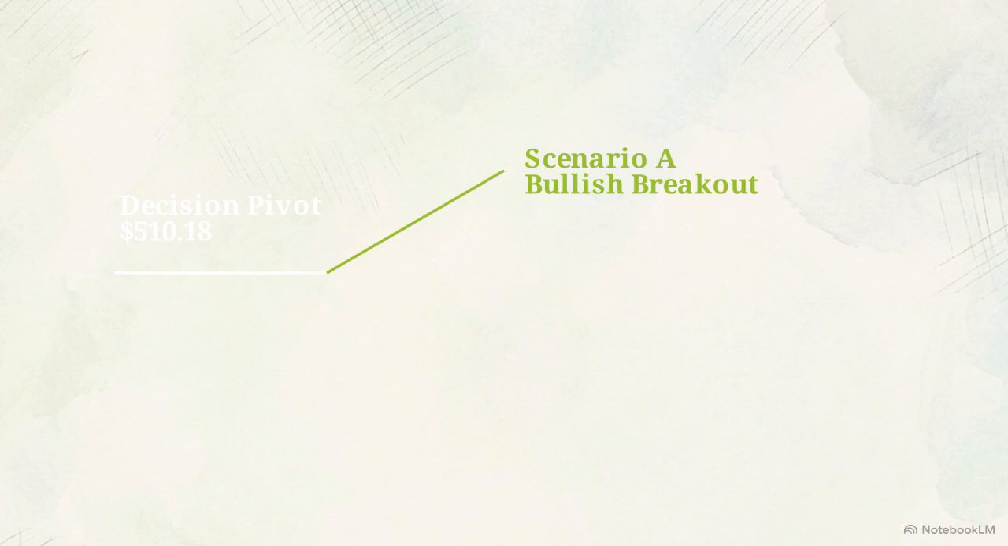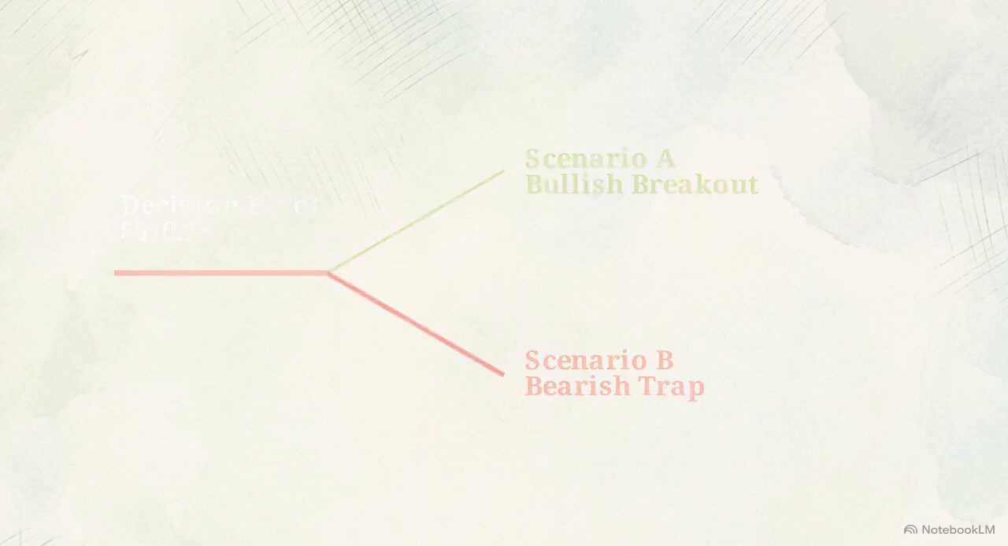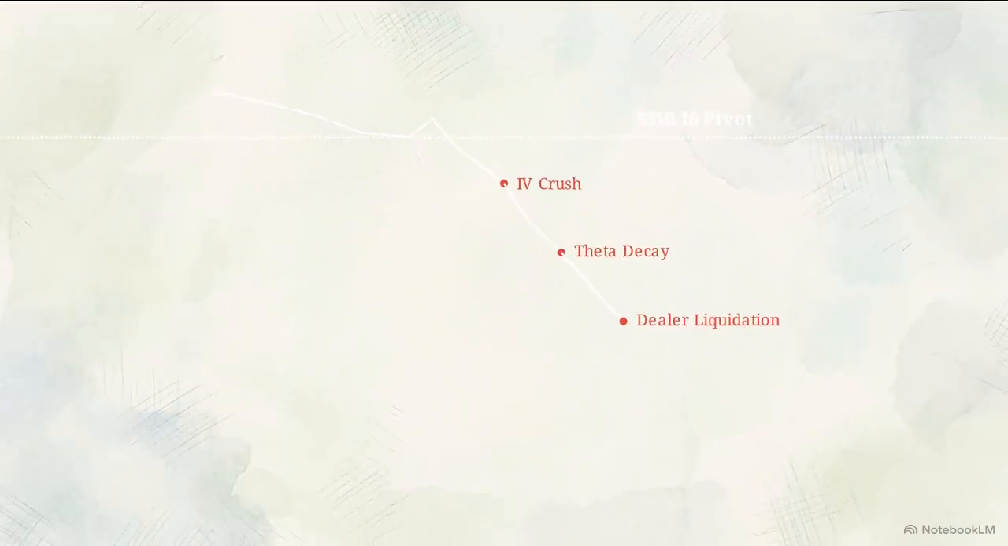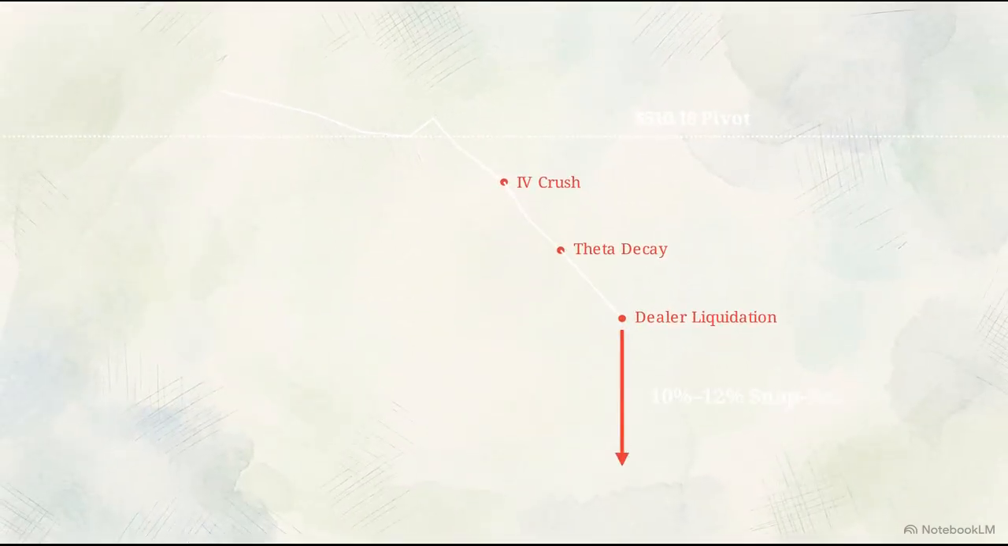Scenario B occurs if the volume of call buying exhausts and the price drops below the $510.18 pivot. In this case, the volatility crush begins. The inflated premiums collapse, and dealers begin to rapidly unwind their call hedges. Dealers then liquidate their shares into the open market to maintain a neutral position. This unwinding of positions, combined with the extreme technical extension, points to a potential 10% to 12% snapback. The likely destination is the $470 monthly settlement magnet.